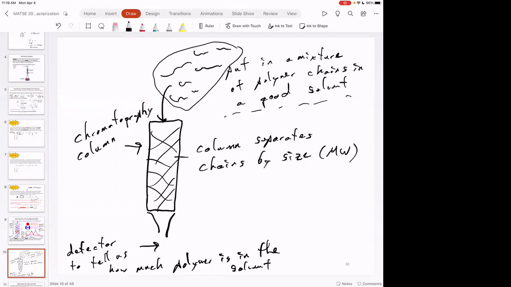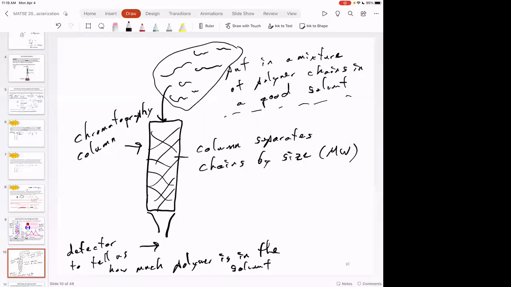Sometimes they do end group analysis to get a different type of calibration for the molecular weight, but that's how those standards are made. But most things like free radical polymerization, step growth polymerization, all the other stuff we studied, you'll have dispersity in molecular weight.